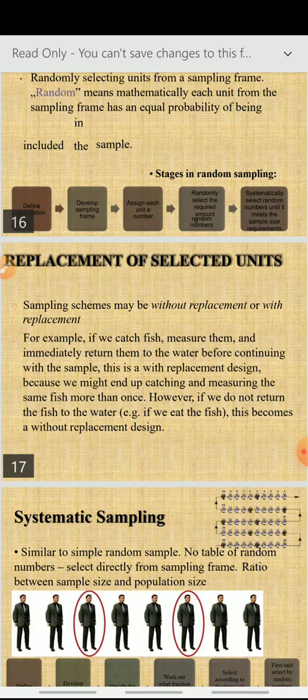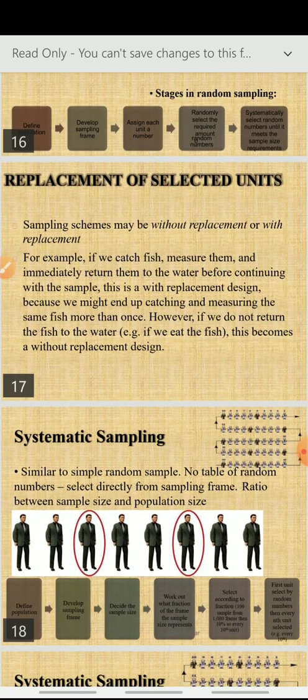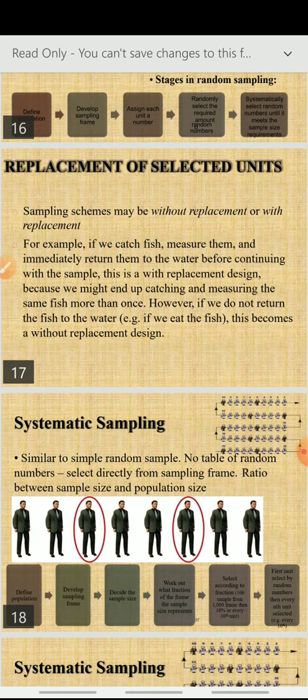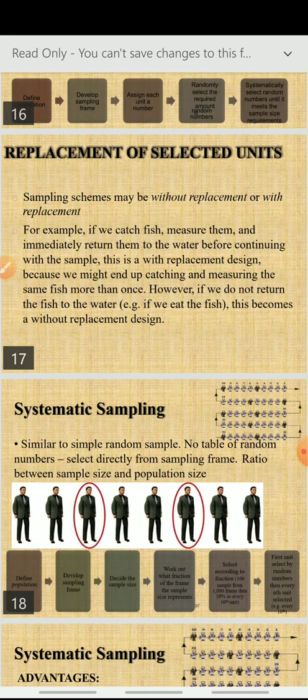Then replacement of selected units. Sampling schemes may be without replacement or with replacement. For example, if we catch fish, measure them, and immediately return them to the water before continuing with the sample, this is a with-replacement design, because we might end up catching and measuring the same fish more than twice. However, if we do not return the fish to the water, this becomes a without-replacement design.